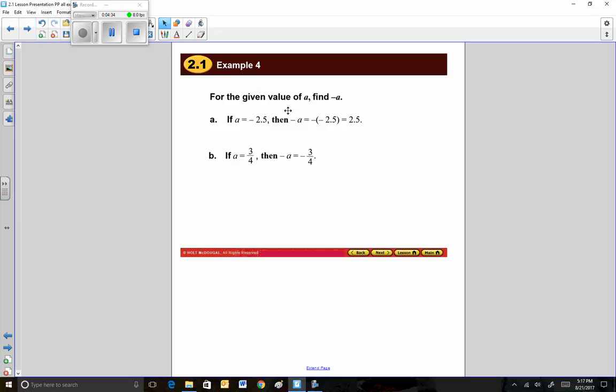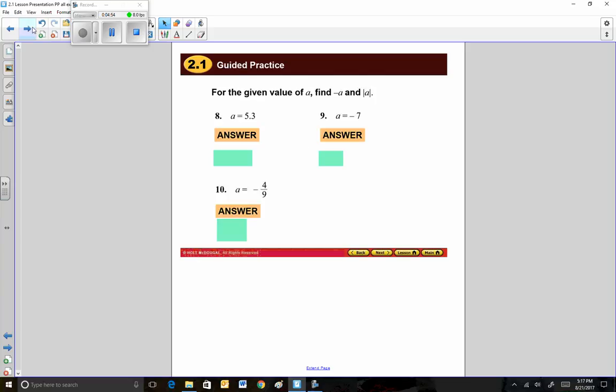We also have to look at opposites. For the given value of A, find negative A. Negative A means opposite of A. So if I give you negative 2.5, the opposite of that would be 2.5. If A is 3/4, then negative A has to be the opposite, so it's negative 3/4. These are easy. You'll like these. Let's go to the next one. Okay, can you please pause your video, write down these, and then try them out.